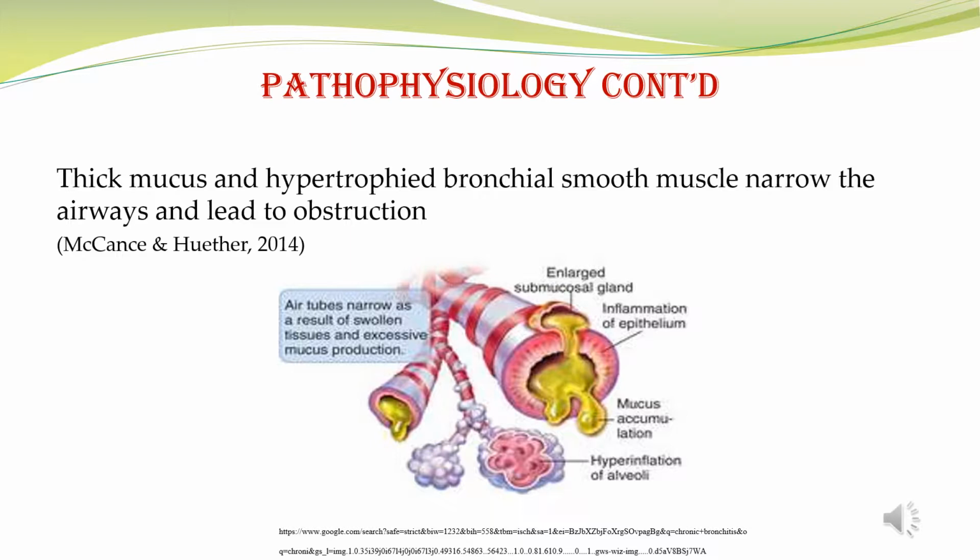Initially, chronic bronchitis affects only the larger bronchi, but eventually all airways are involved. The thick mucus and hypertrophic bronchial smooth muscle narrow the airways and lead to obstruction, particularly during expiration when the airways are constricted. Obstruction eventually leads to ventilation perfusion mismatch with hypoxia.